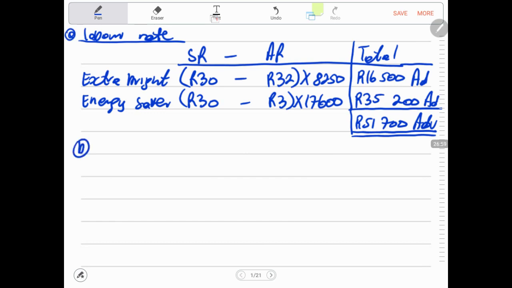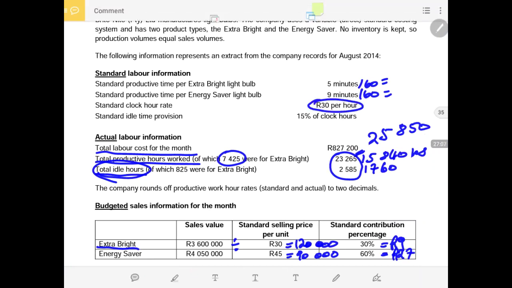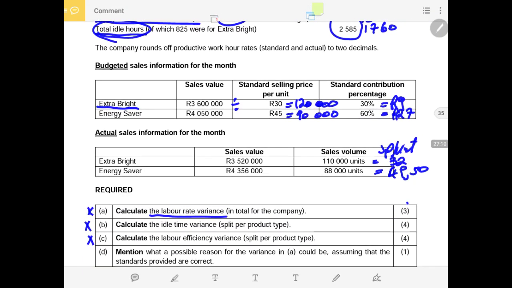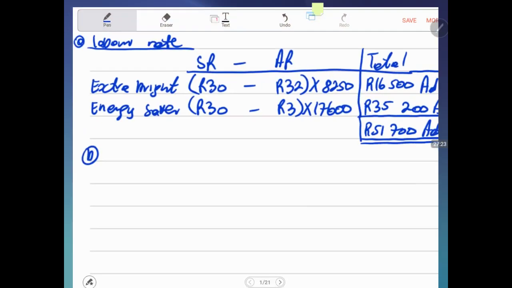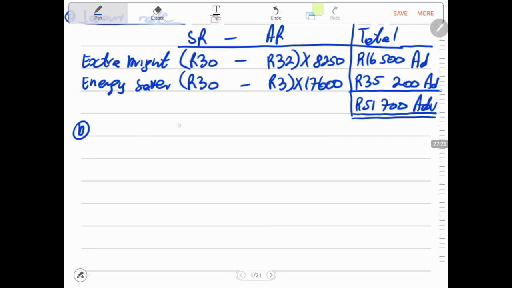Then now we go to requirement number B. Requirement number B, we are required now to calculate the idle time variance. Now in calculation of the idle time variance, still very similar to what we have done. It is still standard, but now we are focusing on the hours. Let me write now in details.